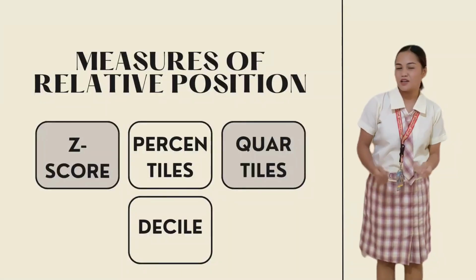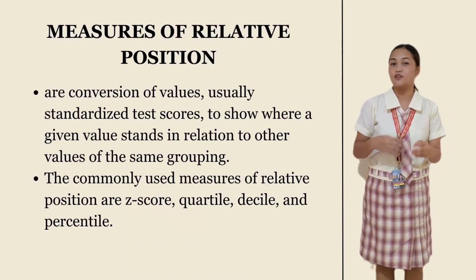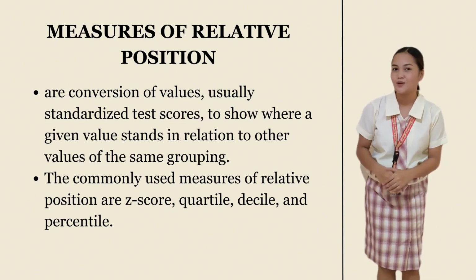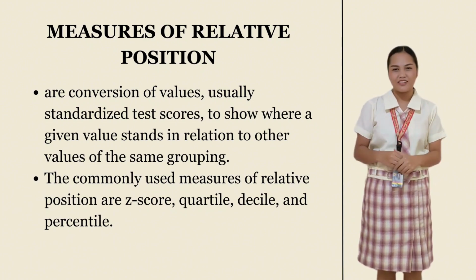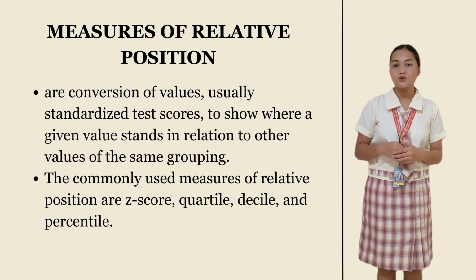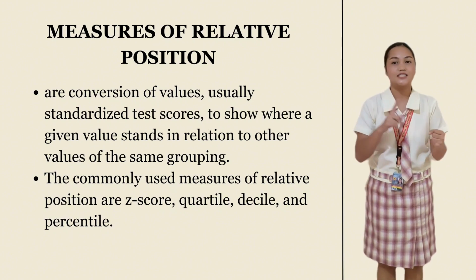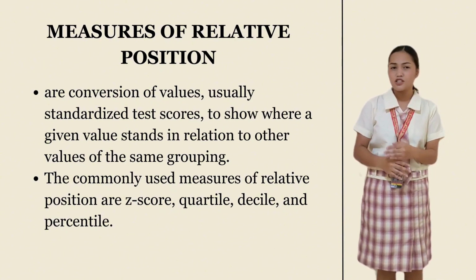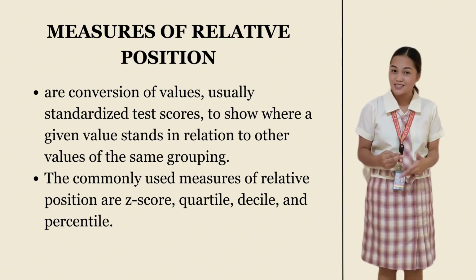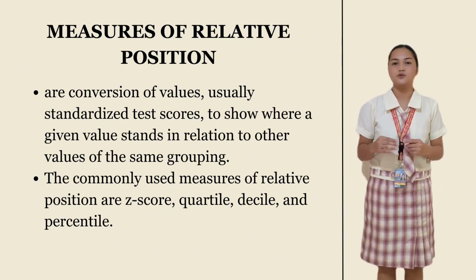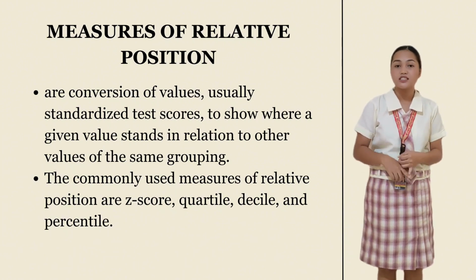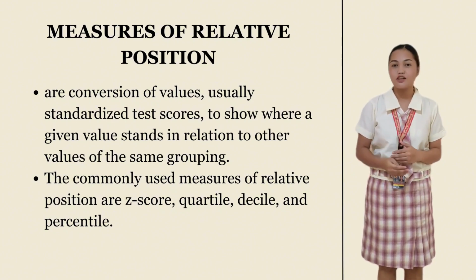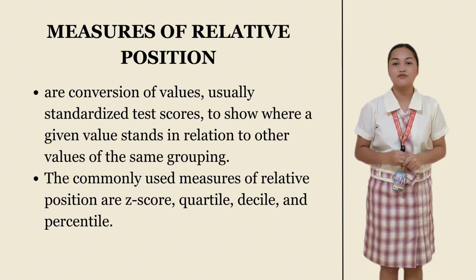We are down to the measures of relative position. These are conversions of values, usually standardized tests, to show where a given value stands in relation to other values of the same grouping. The commonly used measures of relative position are z-score, quartile, decile, and percentile. The measure of relative position in statistics helps teachers assess student performance relative to their peers, enabling tailored support and data-driven decisions, fostering a more equitable learning environment.